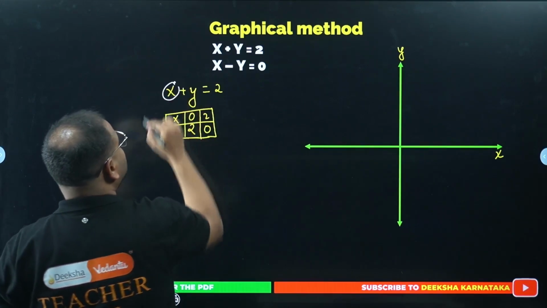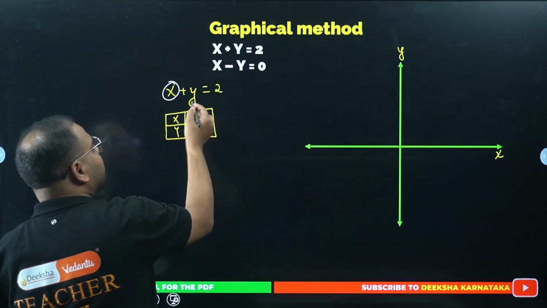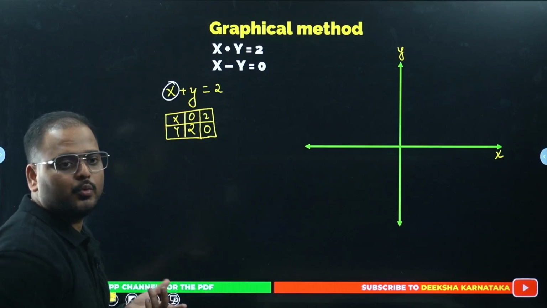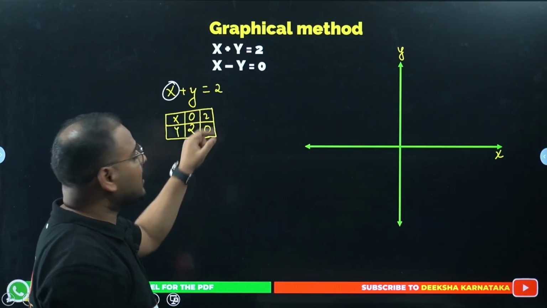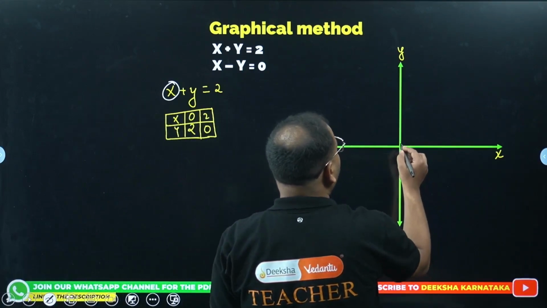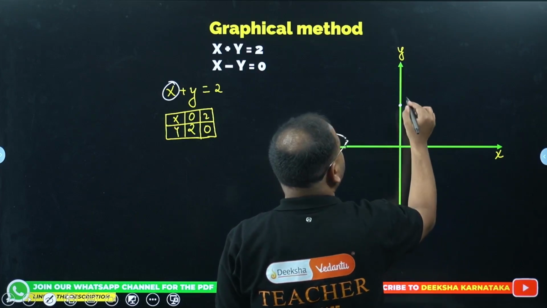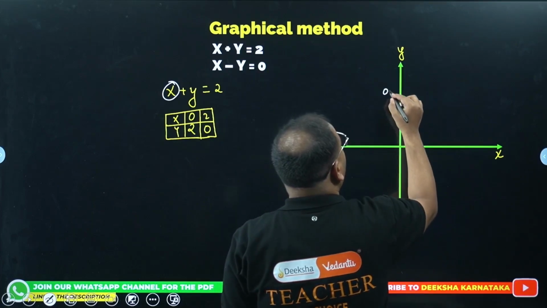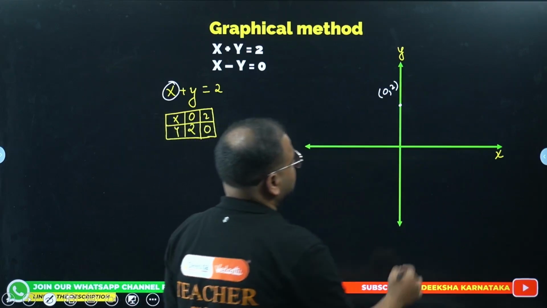Put x as 0. If x is 0, y is left as 2. If y is 0, x is left as 2. So x equal to 0, I get a point (0, 2). y equal to 0, I get a point (2, 0). So let's check it out. First (0, 2), where will this be? Somewhere here. x is 0, y is 2. So (0, 2). Next point (2, 0), somewhere here.